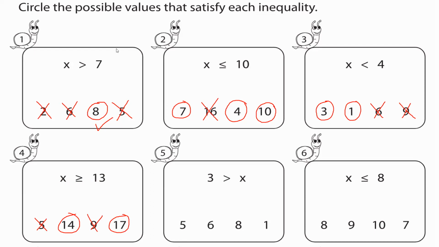This is interesting. We have 3 is greater than x. 3 is greater than x, which basically means that x is less than 3. I like how this one is worded because it's kind of backwards. So what is it saying? Let me just write it down so you can understand.